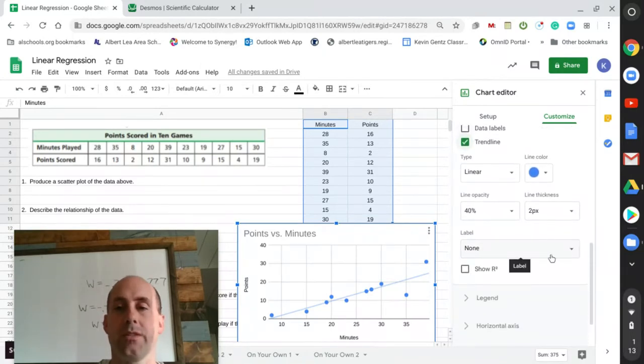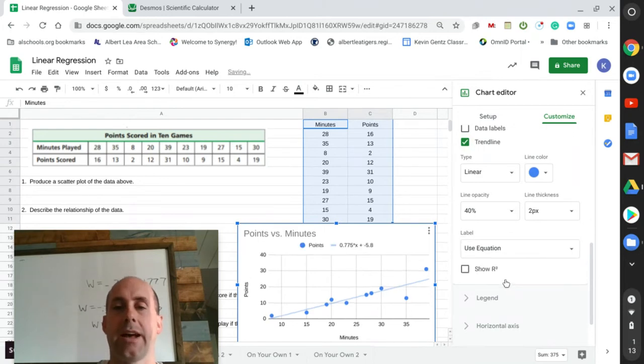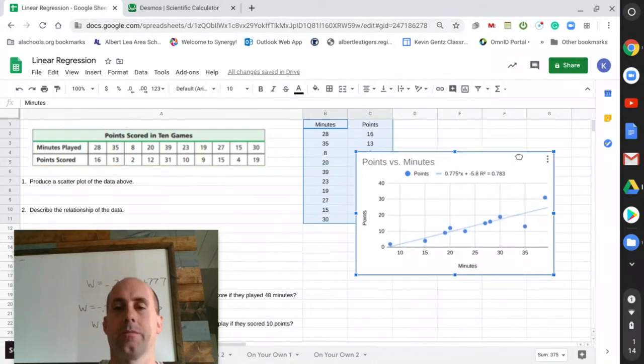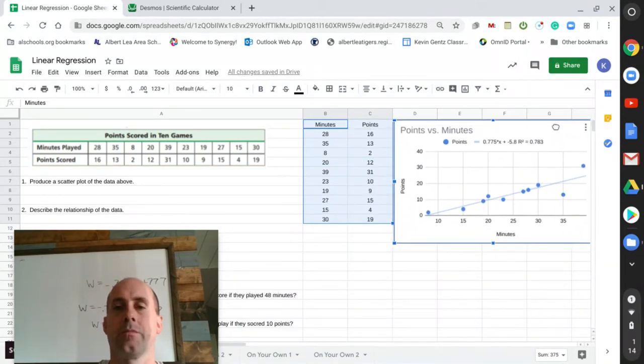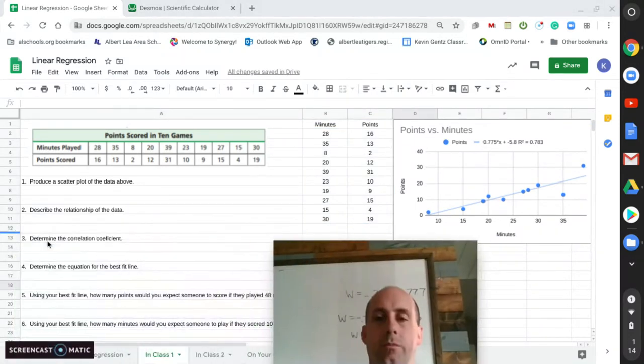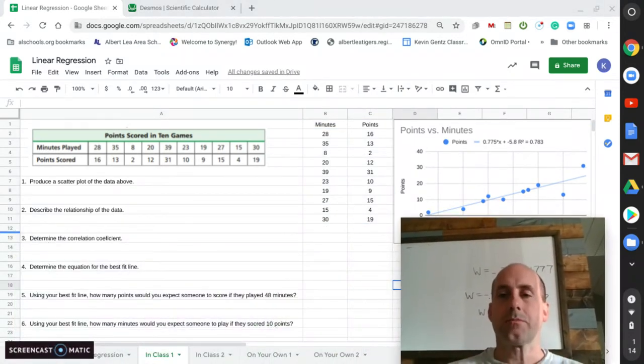And then there's 2 more things you need to do. For label, use your equation as a label, and it puts the best fit equation for the line right there. And then finally, we also want to show R squared. That's all the information we're going to need. And so I'm going to click out of that, and I'm going to put my chart right on over here. Okay, that's a great chart for my data. I'll move my screen over here as well.